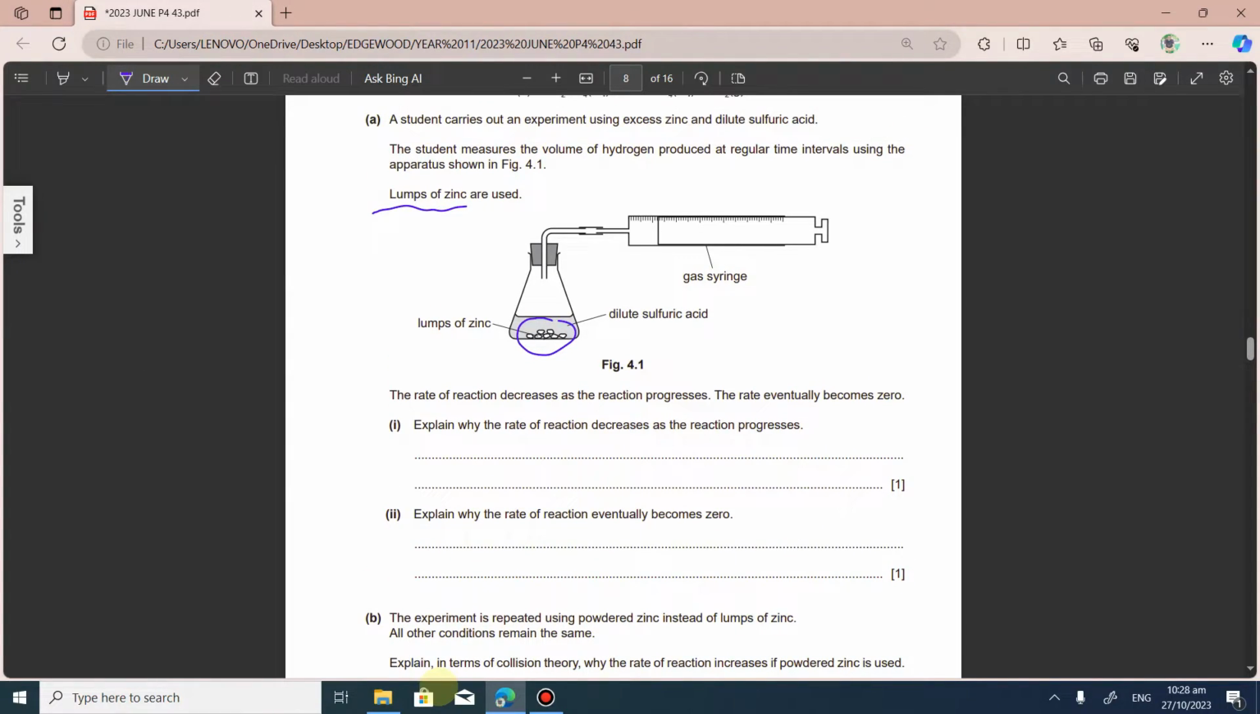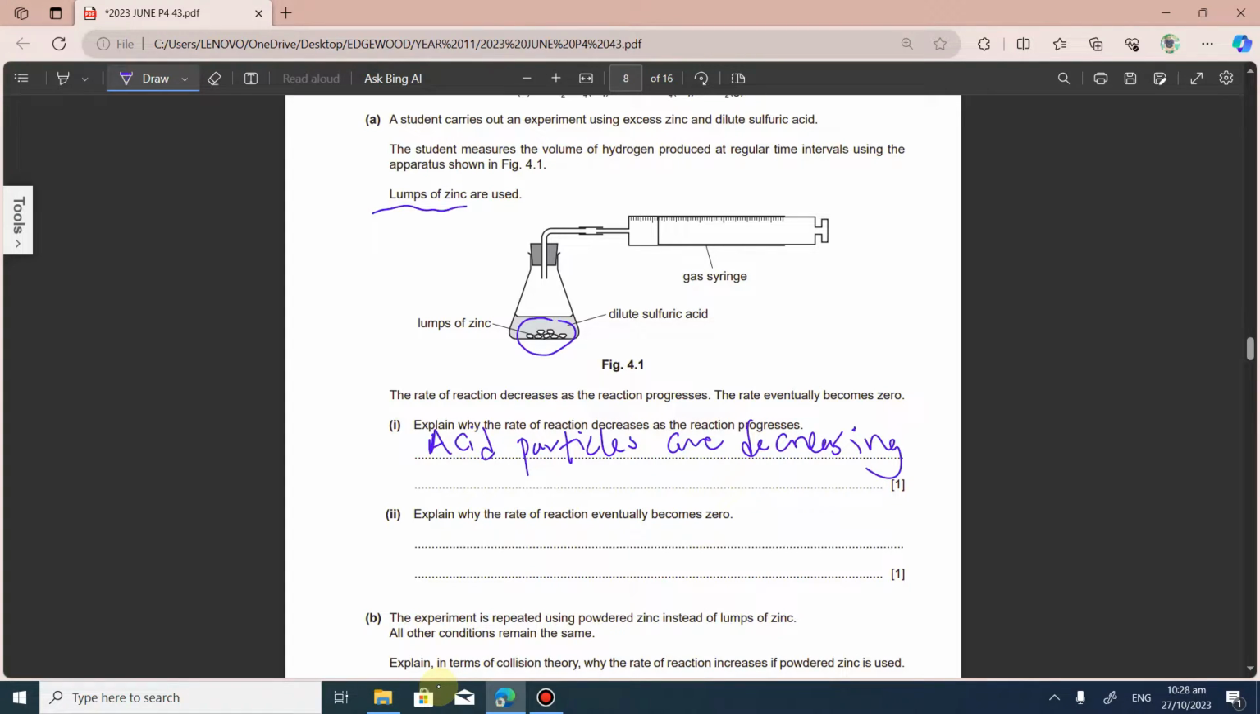So we have to explain why the rate of reaction decreases as the reaction progresses. As the reaction progresses, the rate decreases because the acid particles are decreasing. Remember, the acid is sulfuric acid. So as the acid particles are decreasing, of course, the rate will decrease. Or you could say that the number of particles available for collision are decreasing as the reaction progresses.